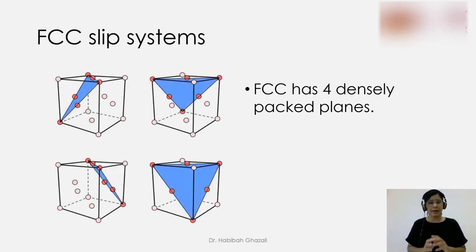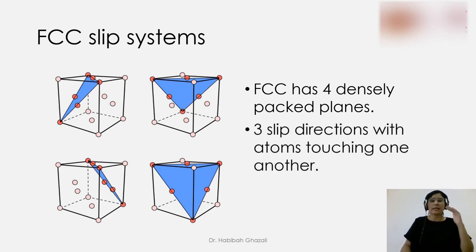So if I bring back the unit cell of FCC, so this is the unit cell of FCC. All these 4 planes are densely packed. If you compare to the other planes in this unit cell, these 4 planes have the highest number of atomic packing. So the dislocation will prefer to move on this plane.